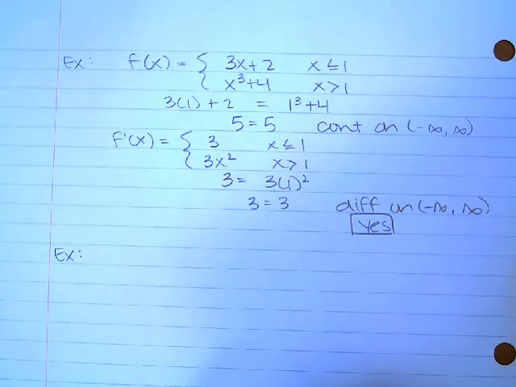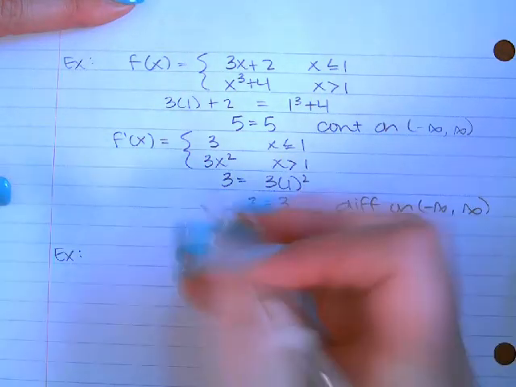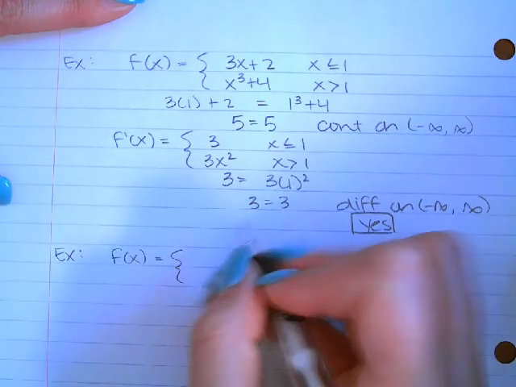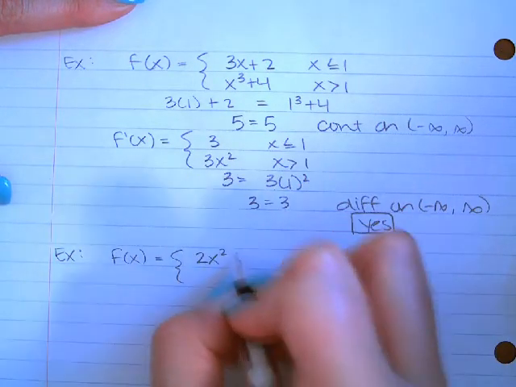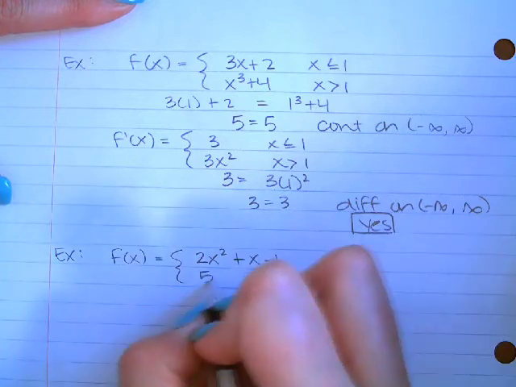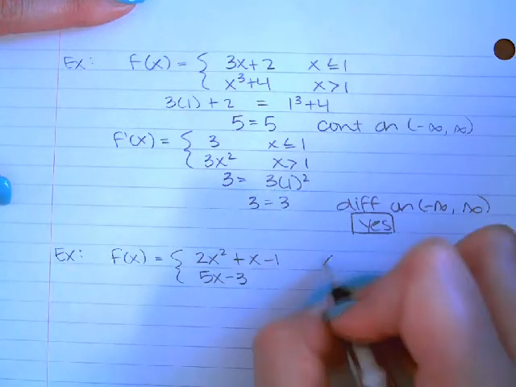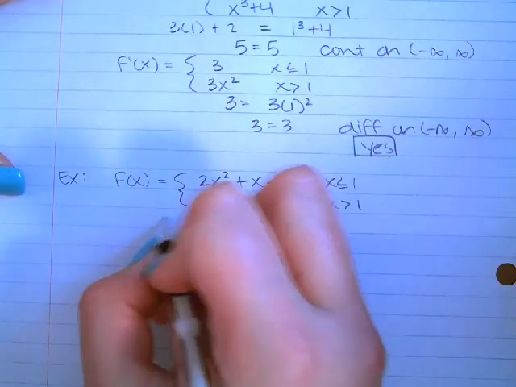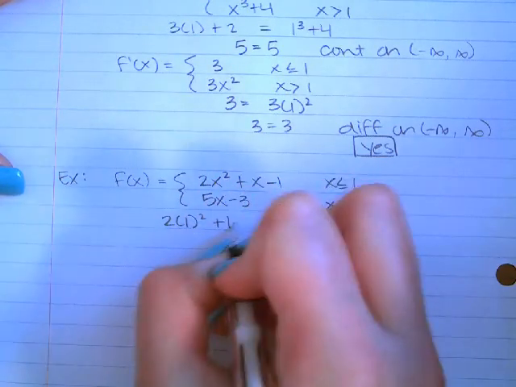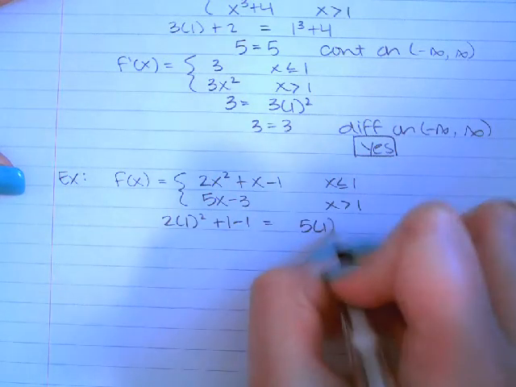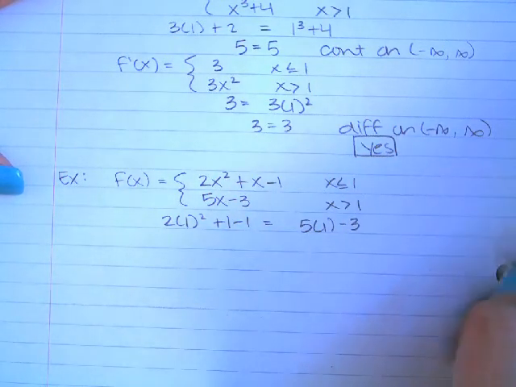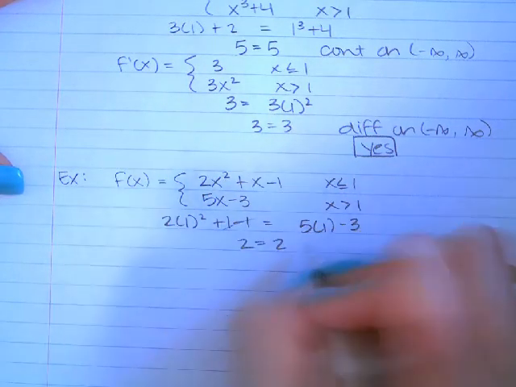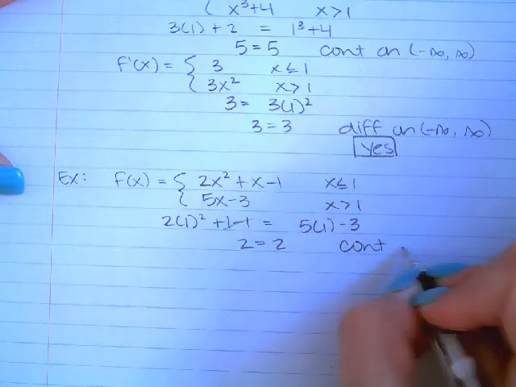All right, one last example. We're going to kind of kill this dead so that you're like, yeah, that's easy, Miss Rice, stop this video. So again, 2 times 1 squared plus 1 minus 1 should equal 5 times 1 minus 3. So that's 2, that's 2. So we've got that this function is continuous.